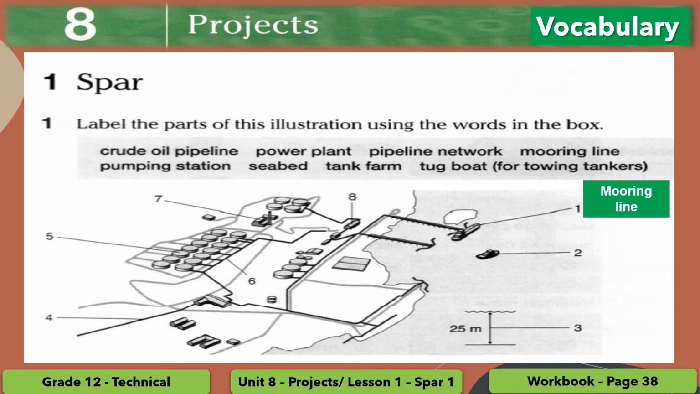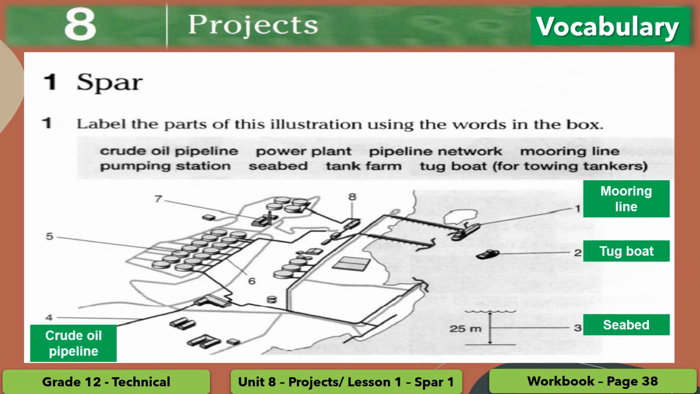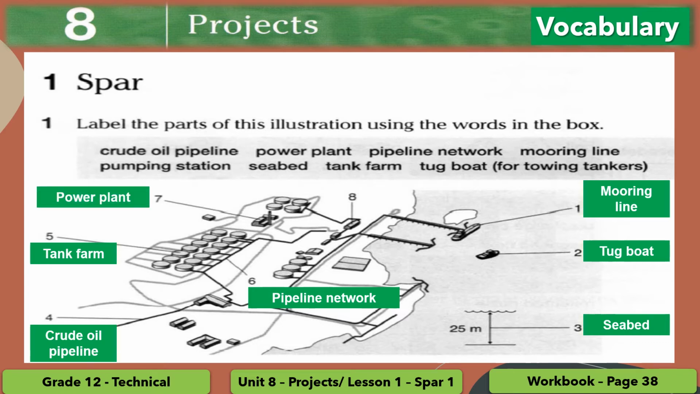The first one is called again mooring line. The second is called tugboat. Number 3 is the seabed. Number 4, crude oil pipeline. Number 5, tank farm. Number 6, the pipeline network. Number 7 is the power plant. And finally, number 8 is called the pumping station.